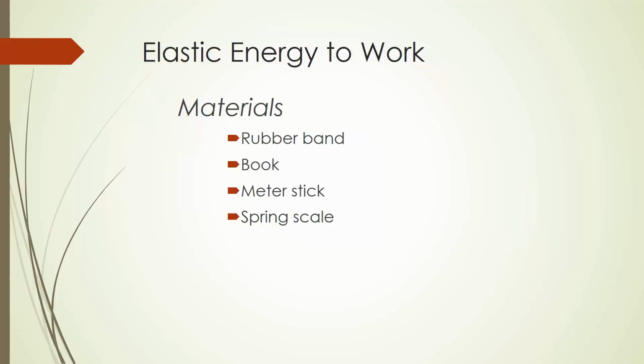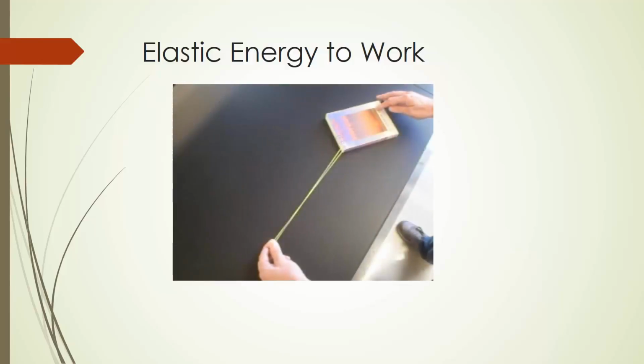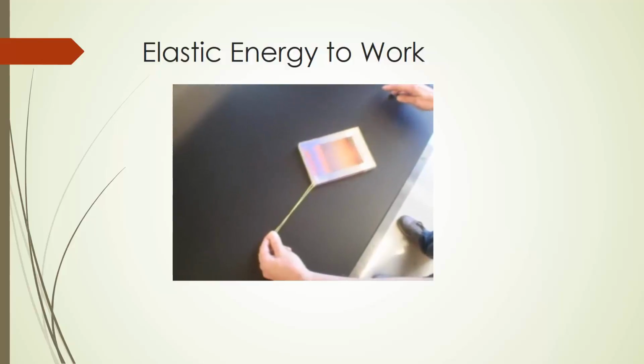The second conversion is from elastic potential energy to work. The materials are a rubber band, a book, a meter stick, and a spring scale. A book slides across a flat surface under the action of a rubber band. Calculate the change in potential energy of the rubber band and the work done by friction.